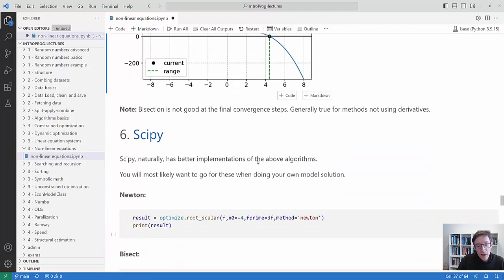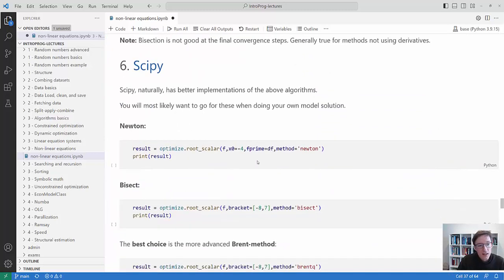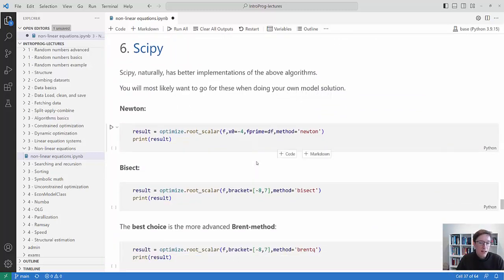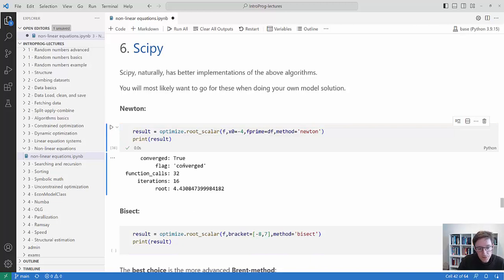Okay, now let's look at what we can do in SciPy. As I said, they have better implementations, so use those in practice, but it's good to understand how you could do it yourself. So we can use root_scalar in this case. We just give it our function, we give it our initial value, we give it our derivative function, and here I explicitly say that I want the Newton method, and we get out the results as we had before.